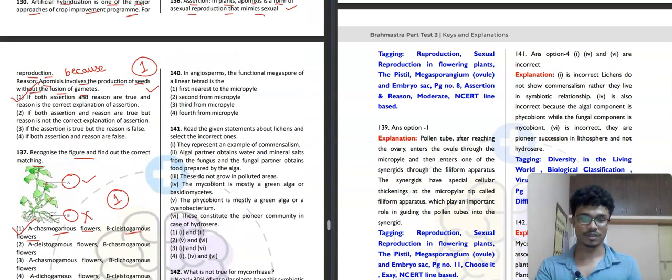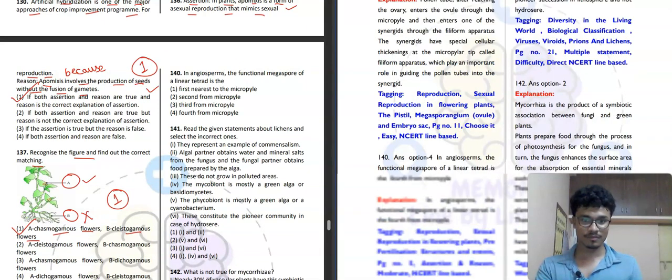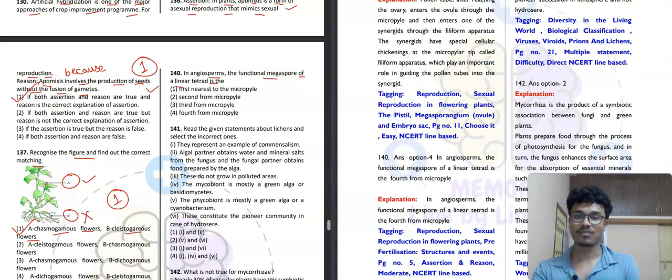Moving towards the next question, 140. In angiosperms, the functional megaspore of the linear tetrad is first nearest to the micropyle, second from the micropyle, third from the micropyle, or fourth from the micropyle. So in angiosperms, the functional megaspore in a linear tetrad, remember, is fourth from the micropyle. See, this was the micropylar end, you can see, and this is fourth from the micropyle. So here the fourth option will be our correct answer for this question.